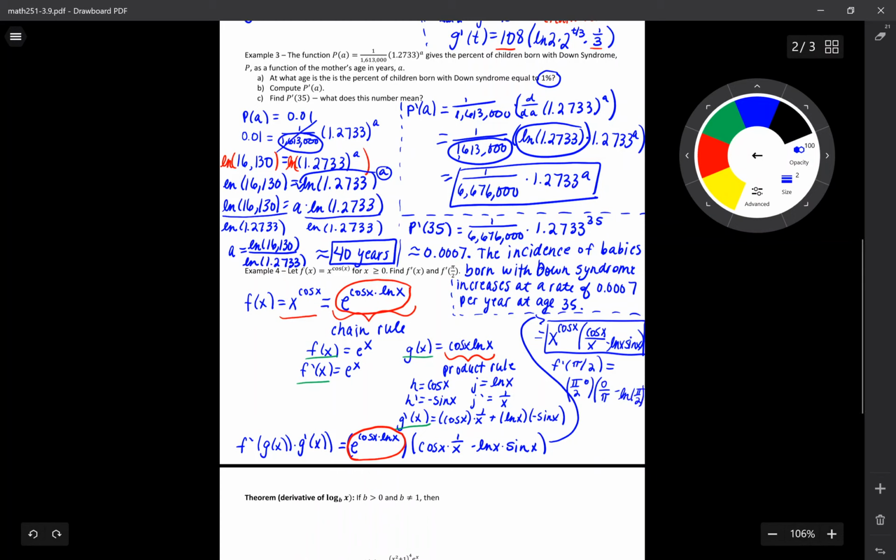We're running out of room here, sorry. Times the sine of pi over 2. Well, the sine of pi over 2 is equal to 1. So this first term, pi over 2 to the power of 0, becomes 1. So I get 1 times negative natural log of pi over 2. So this becomes just negative natural log of pi over 2. That is f prime of pi over 2.